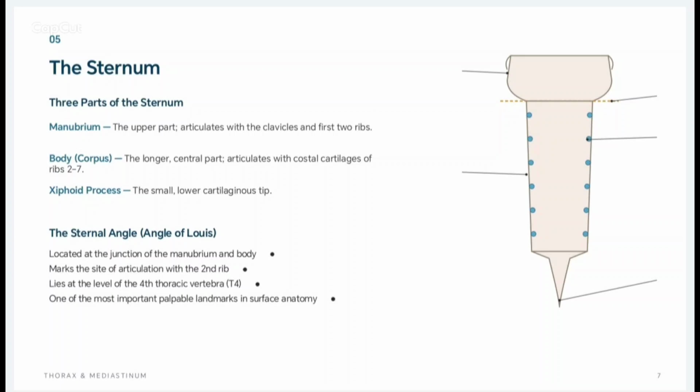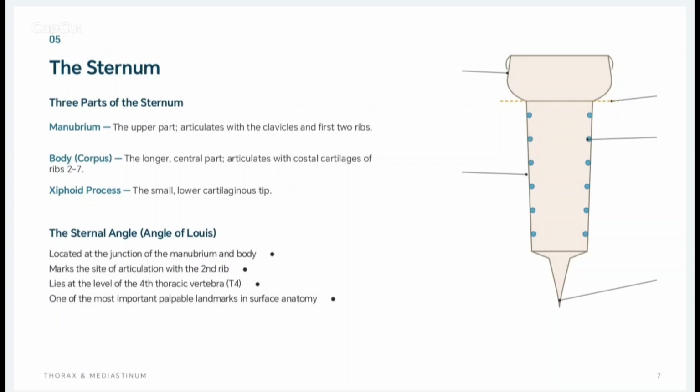A landmark of paramount importance is the sternal angle, or the angle of Louis. Located at the junction of the manubrium and the body, it marks the articulation of the second rib and lies level with the T4 vertebra. It is one of the most important palpable landmarks in surface anatomy, used to count ribs and locate the heart's valves.